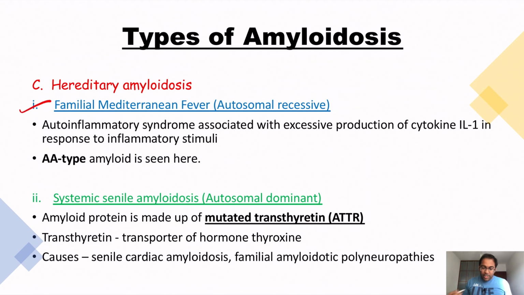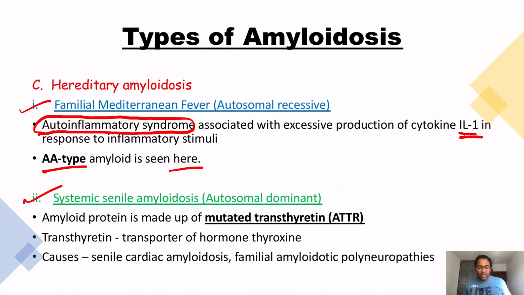So the first is familial Mediterranean fever, and this is an autosomal recessive disease, called an autoinflammatory syndrome, right? This is an autoinflammatory syndrome associated with excess production of the cytokine interleukin 1, and it is this cytokine that is produced in response to an inflammatory stimulus, right? AA type amyloid is seen here.